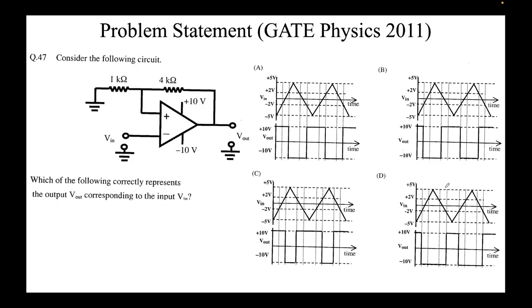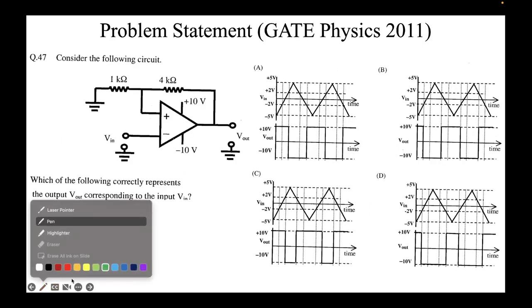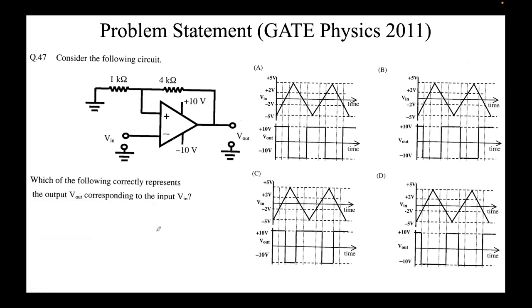Now we'll come back to the options. We saw that the first trigger was at plus 2 volts over here, and the second trigger was at minus 2 volts, and then again at plus 2 volts, and then again at minus 2 volts. So you can see this is falling at plus 2 volts, which we expected, rising at minus 2, which we saw in our waveform earlier, again falling at plus 2, rising at minus 2.